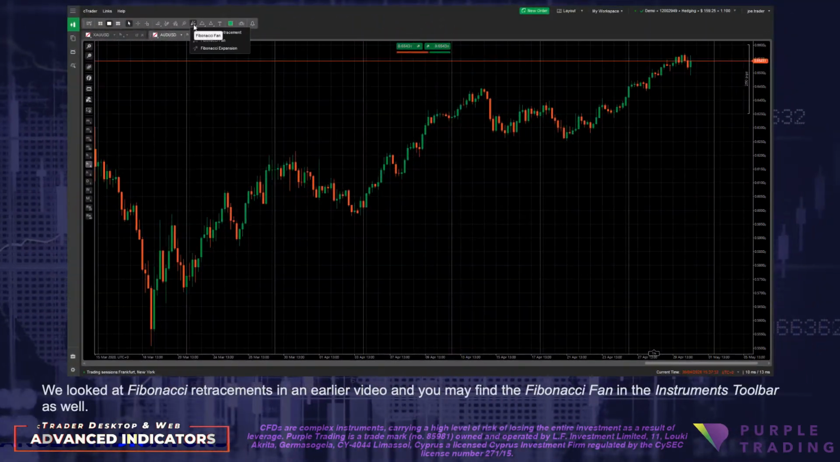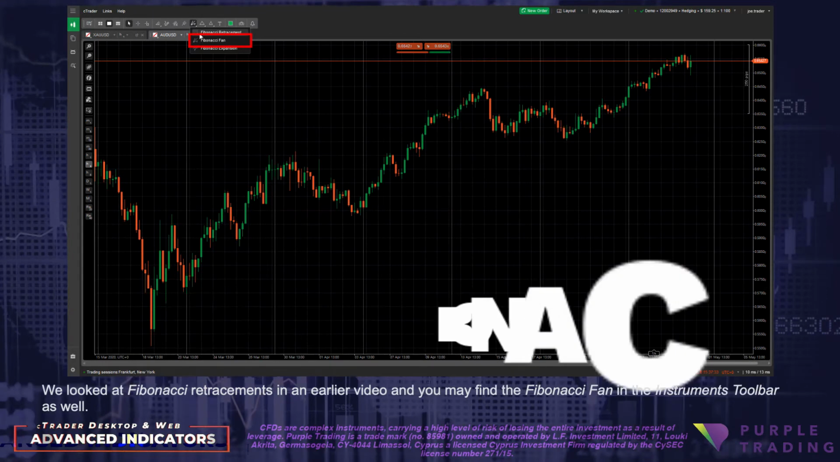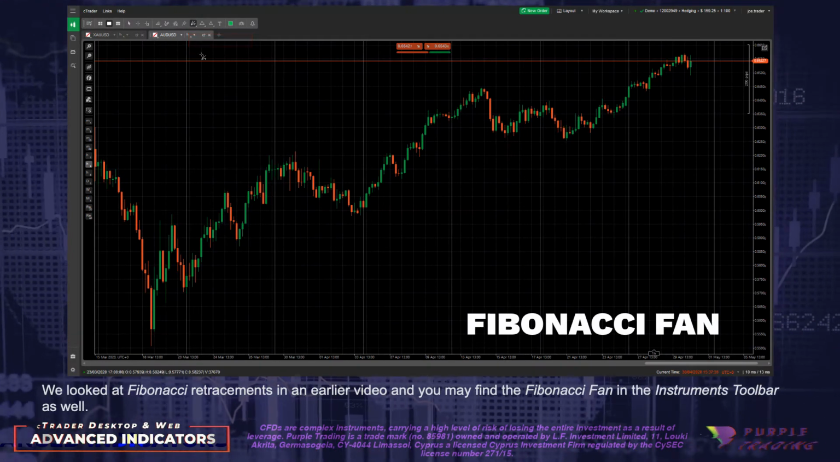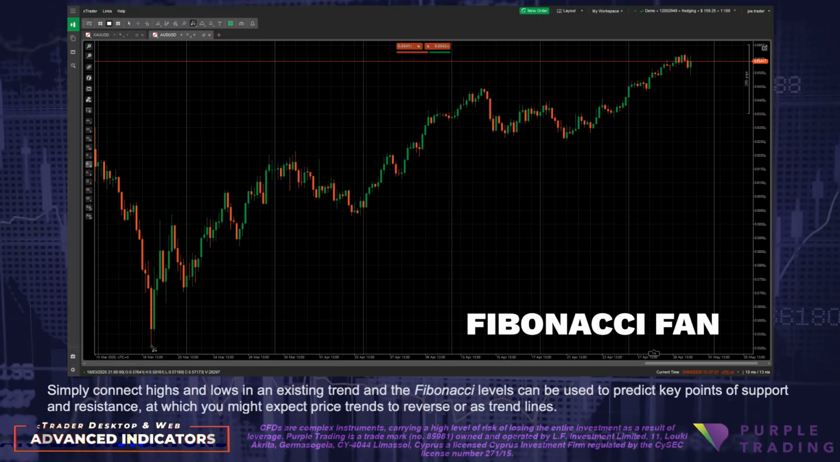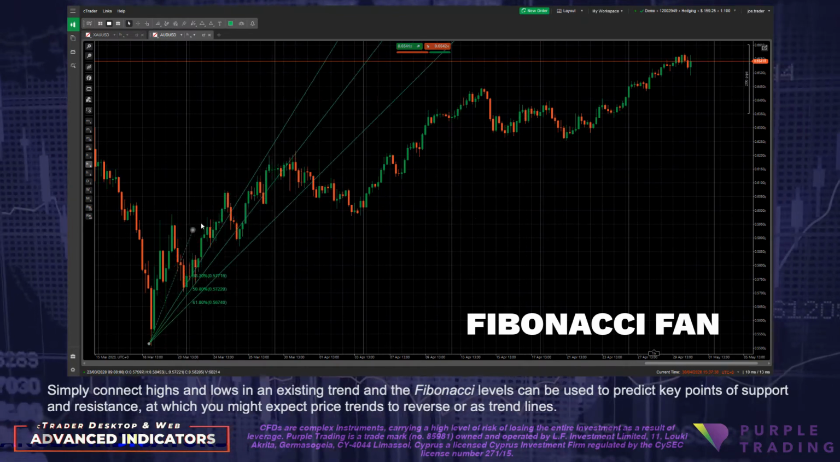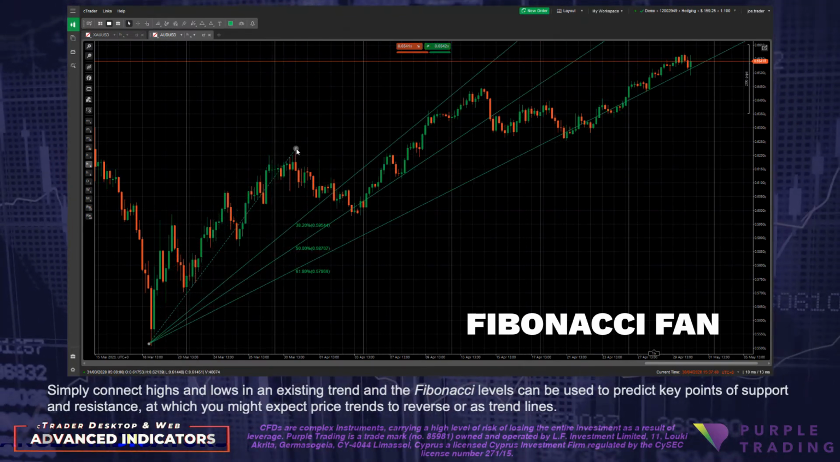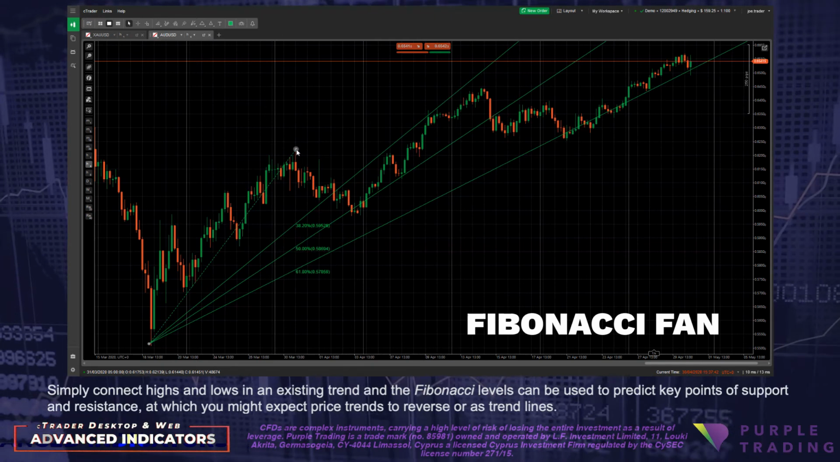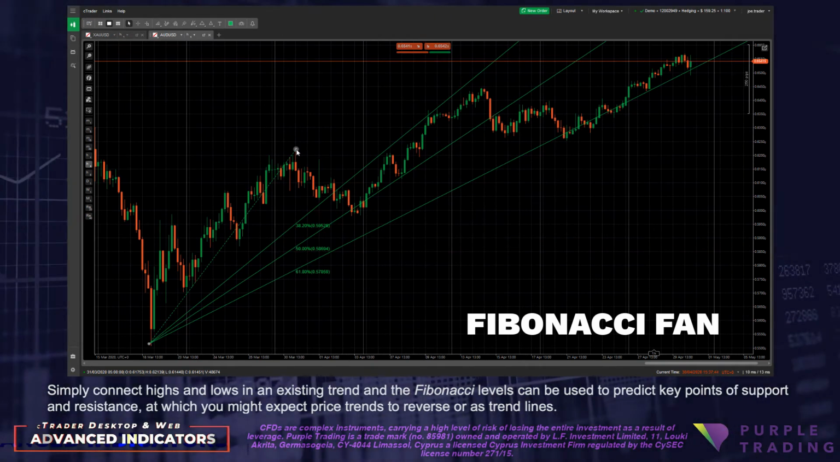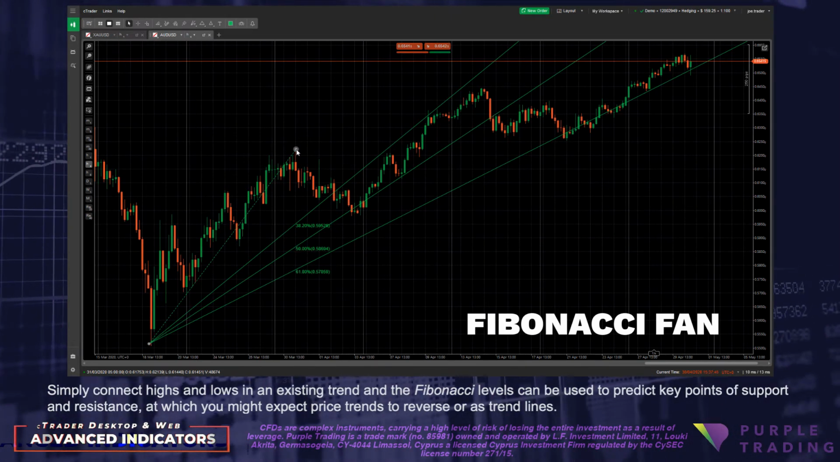We looked at Fibonacci retracements in an earlier video, and you may find the Fibonacci Fan in the Instruments toolbar as well. Simply connect highs and lows in an existing trend, and the Fibonacci levels can be used to predict key points of support and resistance, at which you might expect price trends to reverse or use as trend lines.